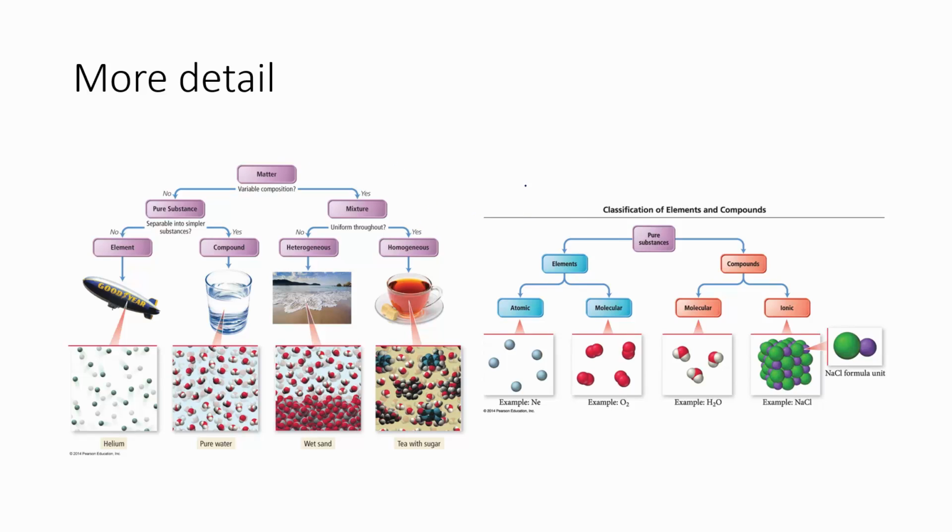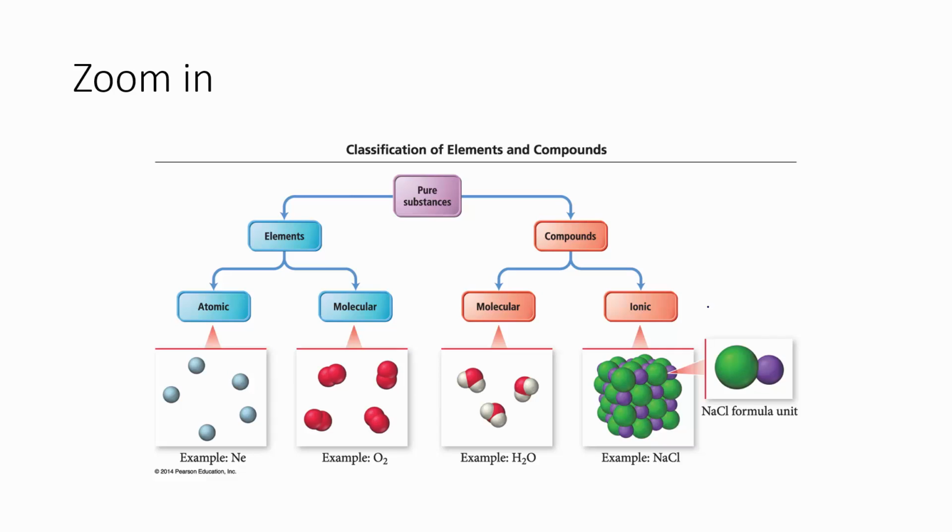So if we look at this in more detail and we're on this pure substances side, we can actually split this up element-wise into atomic or molecular, and compounds into molecular or ionic. So we look at this in a little bit zoomed in aspect. Any element that's atomic is going to be individual atoms with no bonds whatsoever, and that's a pure elemental substance.